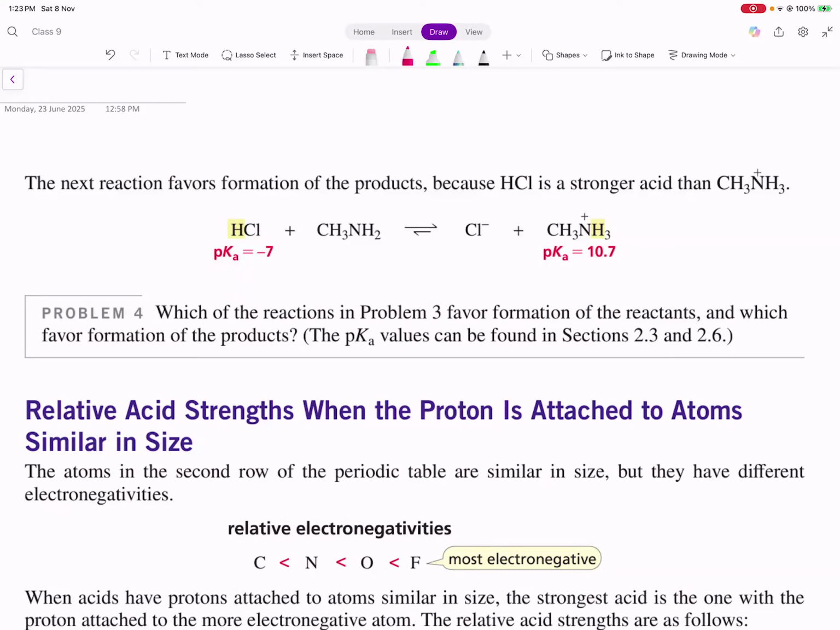You have to know the pK values. Have you done, Sanchita? Sir, I'm still doing. Okay, okay.